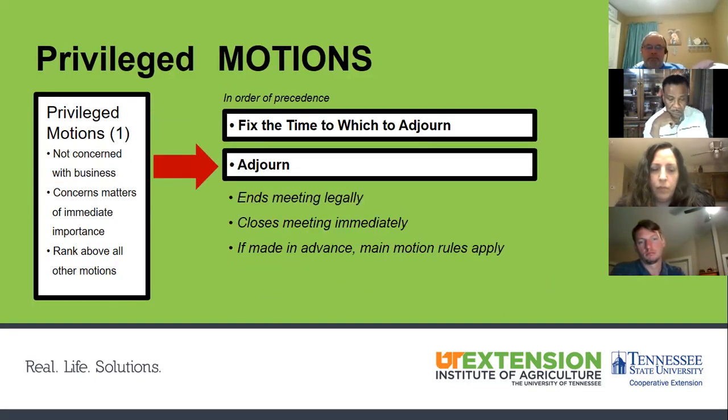All right, the motion to adjourn. This is one that we need to be familiar with. We see this at the end of every meeting. The motion to adjourn is a privileged motion.